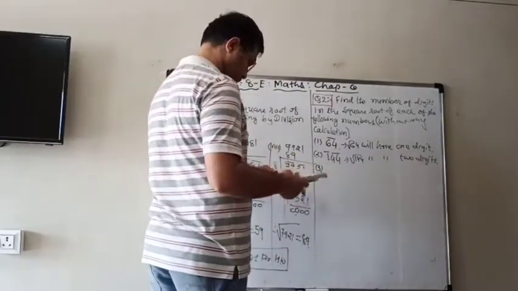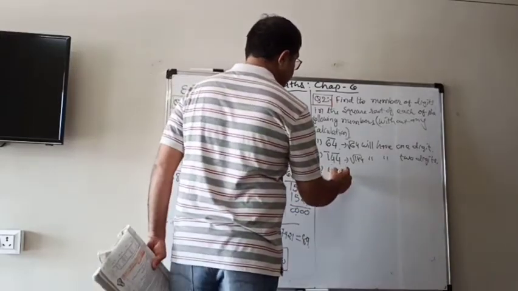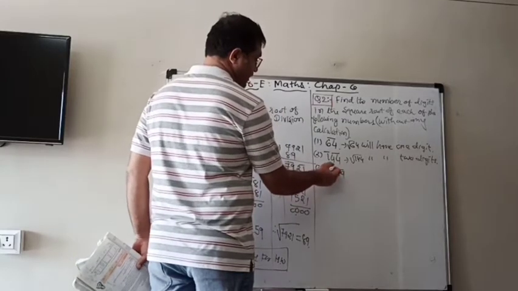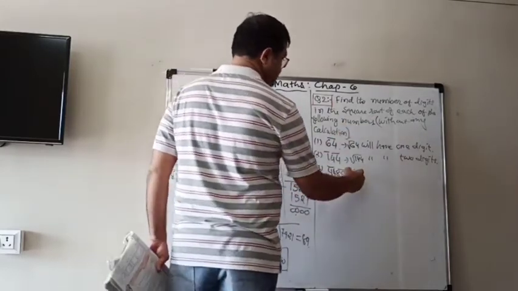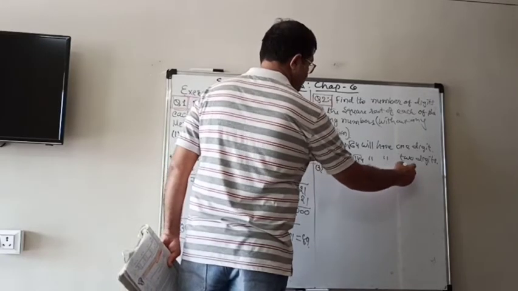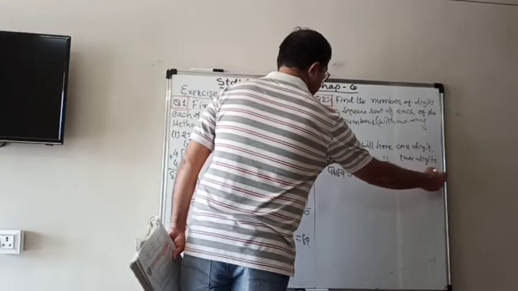3. 4489. So here you can make one pair and 2 pairs. So 2 pairs. So square root of 4489 will have 2 digits. Very simple.